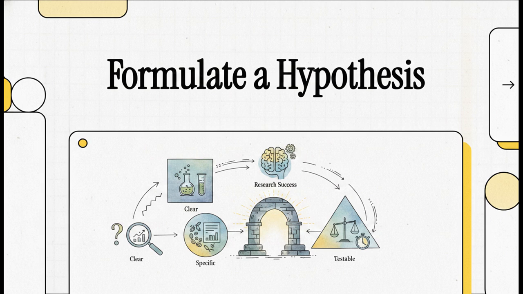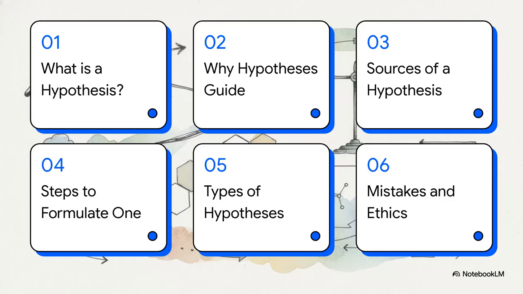Okay, let's dive right into this and explore exactly how you can craft a clear, specific, and highly testable hypothesis that will set your entire research project up for absolute success. Here's a quick look at our roadmap for today. We'll be covering what a hypothesis actually is, why it's so vital for guiding your research, where these ideas even come from, the specific steps to formulate one, the different types you'll encounter, and finally, we'll wrap up with some common mistakes and ethical considerations.